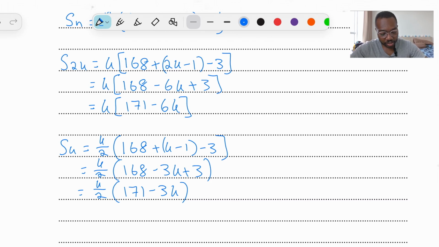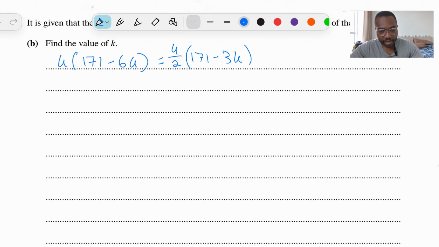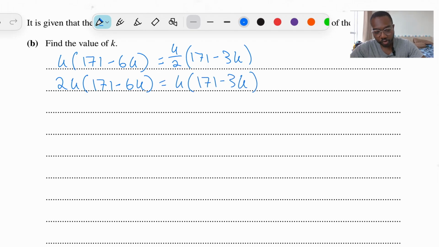So now at this stage, we can equate them to each other because the sum of the first 2k equals the sum of k. Now we just need to work out this equation, okay? First things first, I'm going to multiply by 2 on both sides. So we get 2k times (171 minus 6k) is equal to k times (171 minus 3k), okay? At this stage, I'm going to expand the brackets out, to make it simple for myself. So by doing that, we get 171 times 2k, that is 342k, then minus 12k squared, equal to 171k minus 3k squared.